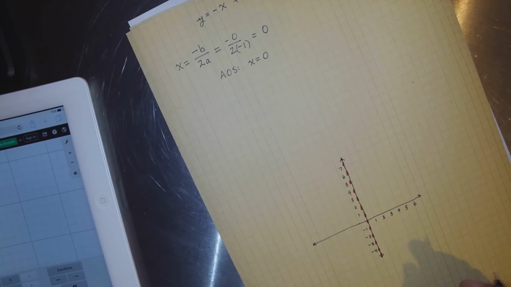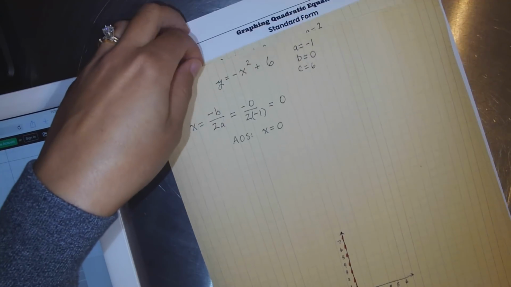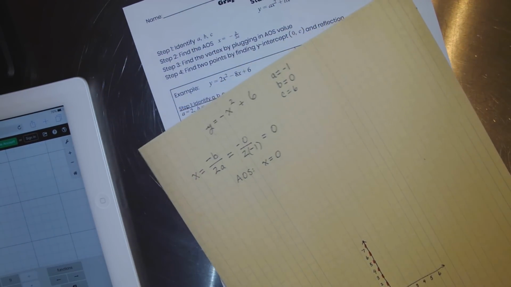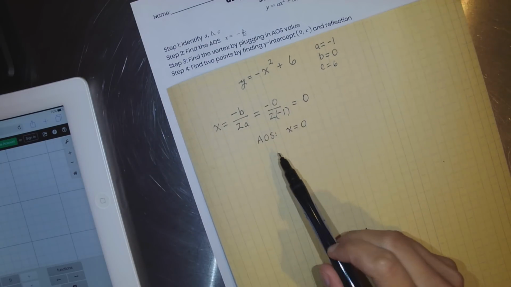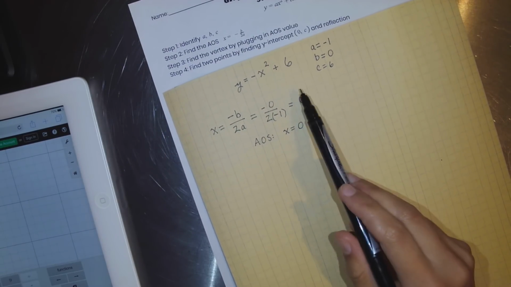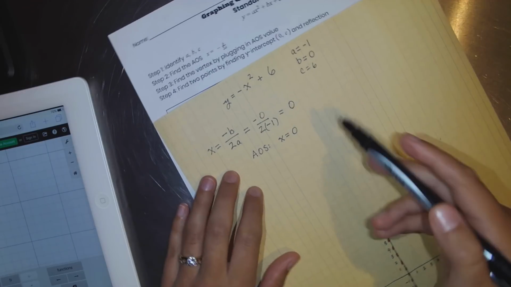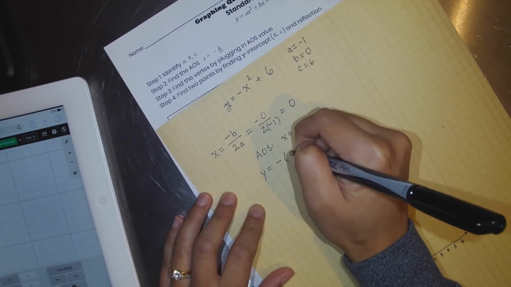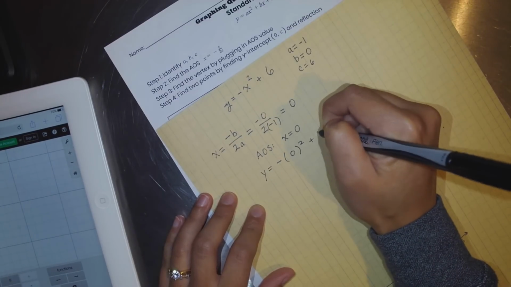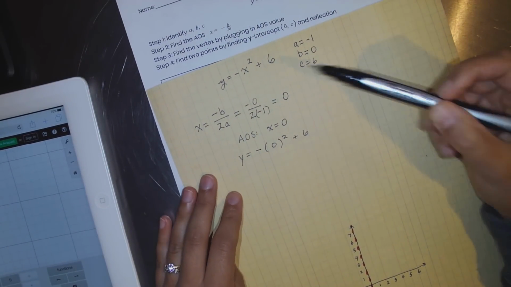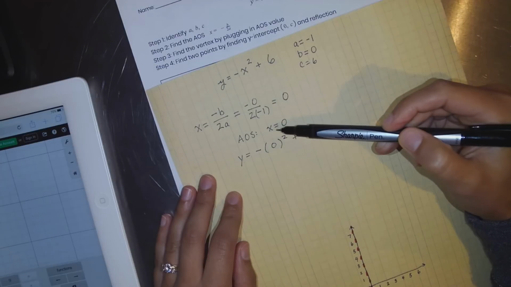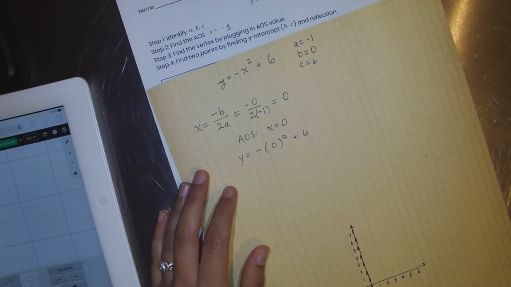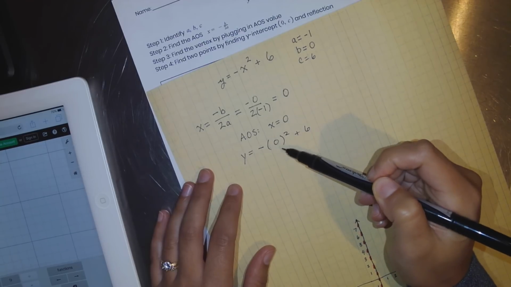Okay, next we have plugging in our vertex of 0, so I'm sorry, our axis of symmetry, which is 0, back into the original equation. So I'm going to have y equals -0 squared plus 6. Okay, so I just replaced x with 0. The thing with this equation is it's fairly easy to solve from here.